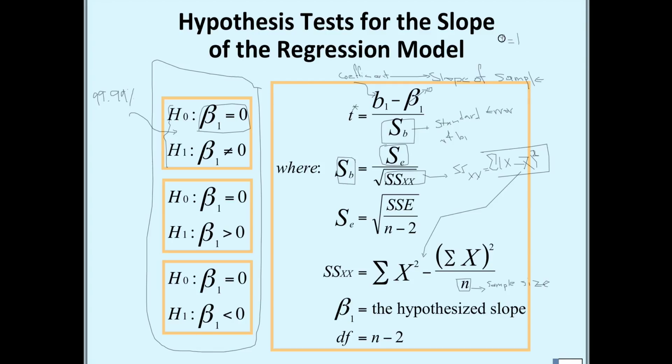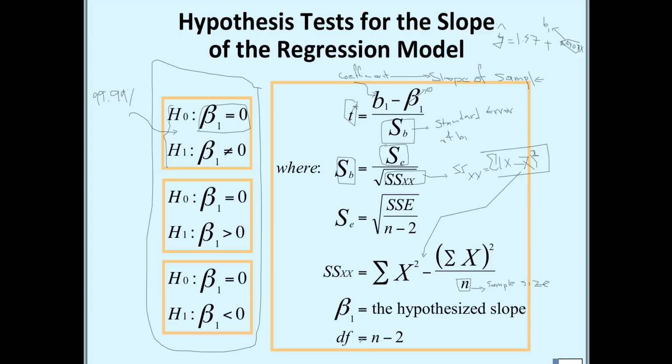Remember our regression line was y hat equals 1.57 plus 0.047407 x. So this one was our B1. So we know what B1 is. Please calculate SB and put it there. You get the test statistic, T star.